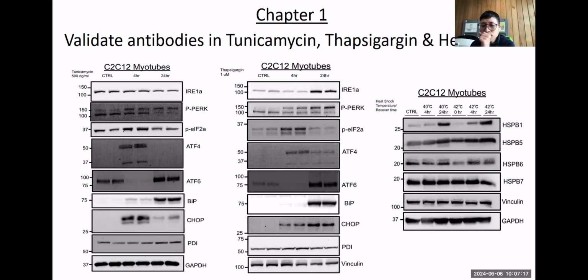And also, why is your loading control GAPDH and vinculin? Should I only include GAPDH for all of them? Yeah. Or vinculin, right? So you just have to choose one.